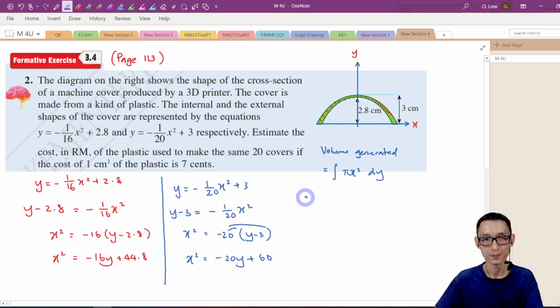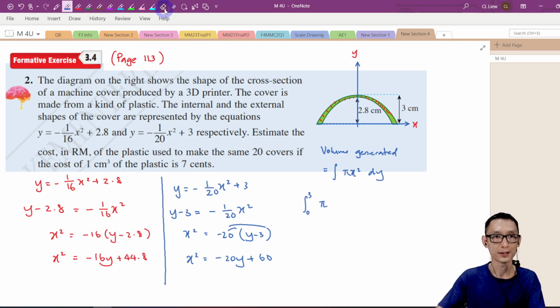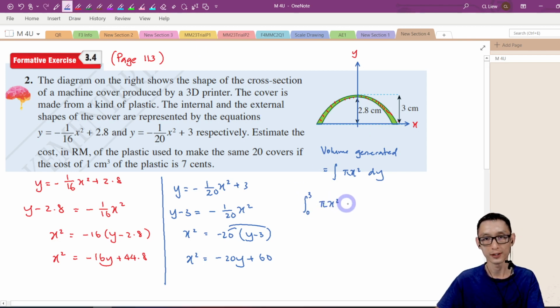Okay, the outside one is 0 until 3, right? 0, 3. Okay, what's the formula? Pi x squared dy. Pi x squared, okay, which one is the outside one? This one, right? Okay, so I know that x squared is equal to this.